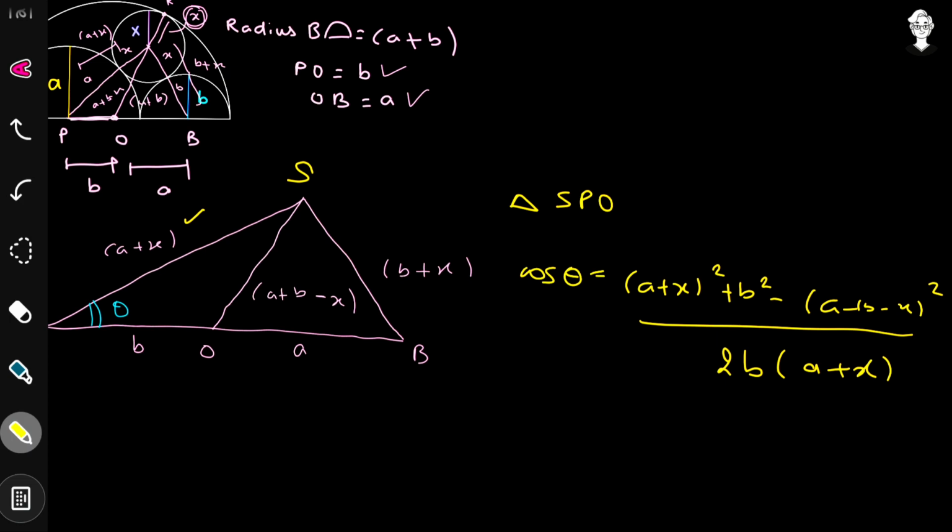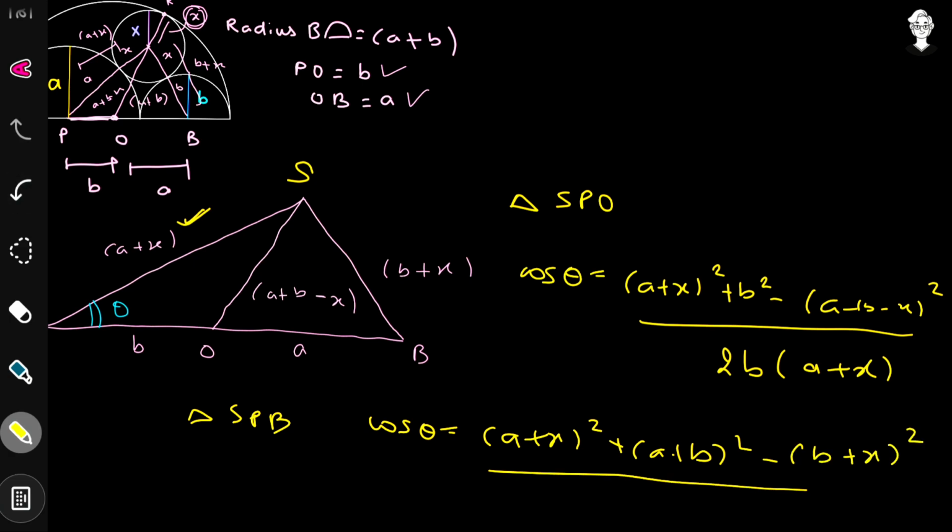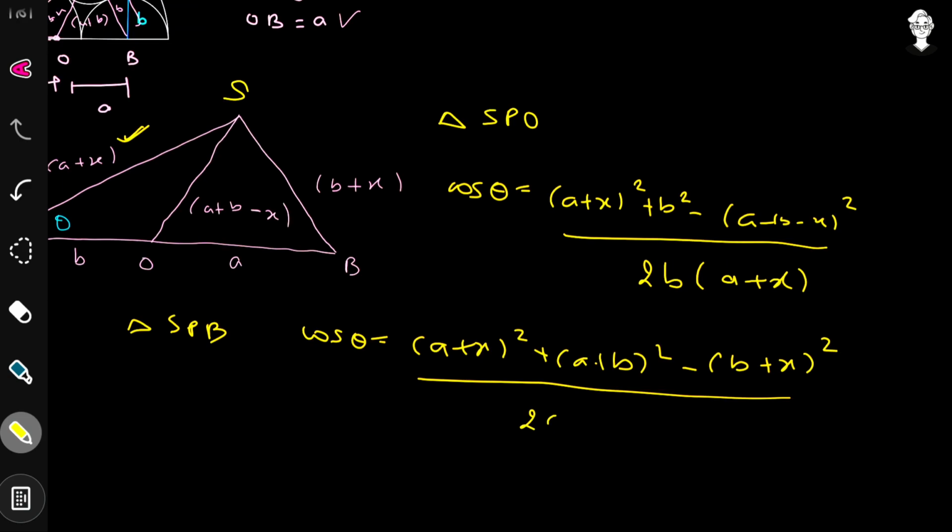Now look in this triangle, triangle SPB, that is the biggest triangle that you can see. In this triangle also this angle theta is inscribed. So from the perspective of this biggest triangle SPB, cos theta is going to be equal to the squares of the adjacent sides added together. The adjacent side is a plus x and this complete length is a plus b. So (a plus x) the whole square plus (a plus b) the whole square, minus the square of opposite. Opposite to angle theta is b plus x. So minus (b plus x) the whole square, upon 2 times the product of adjacent sides, so 2 times (a plus x) multiplied with (a plus b).